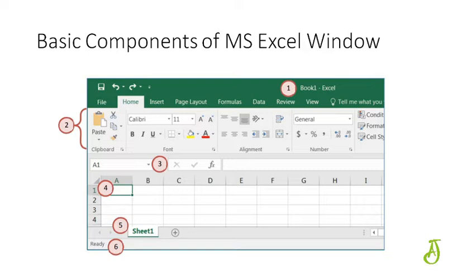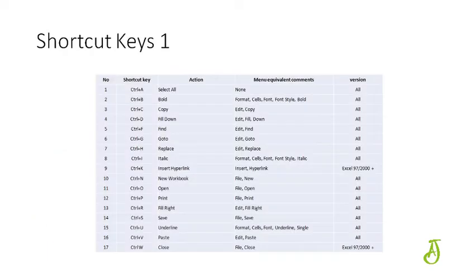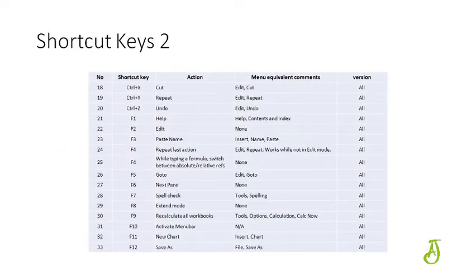A collection of cells creates a sheet. A collection of sheets creates a workbook. We can have n number of worksheets in a workbook. Now in this page I have explained all the components which we have numbered in the previous page. Please read it. Shortcut keys page 1 and shortcut keys page 2. These are some of the basic shortcut keys which you have to remember and use in Excel.